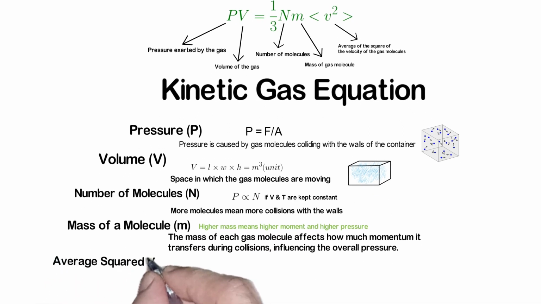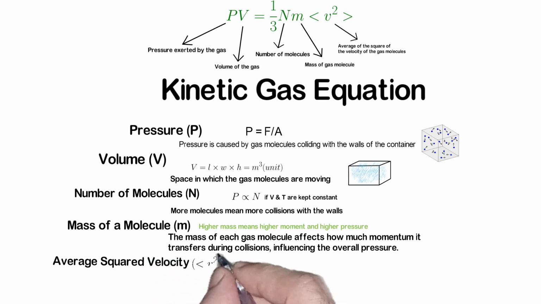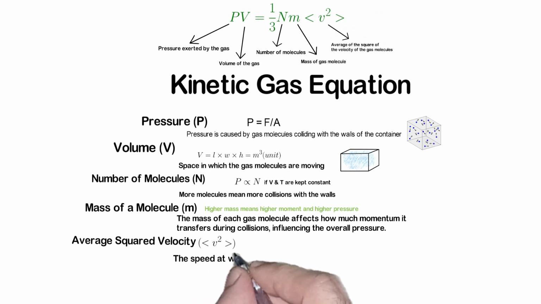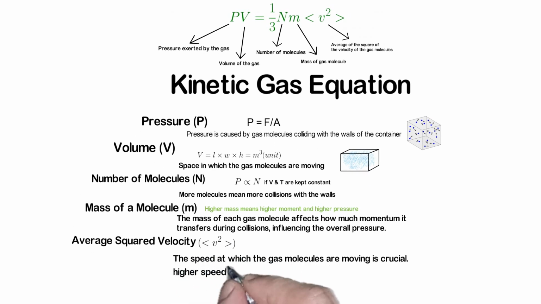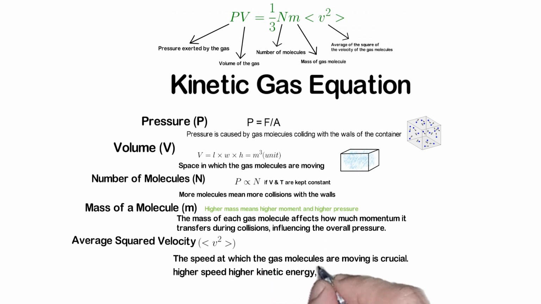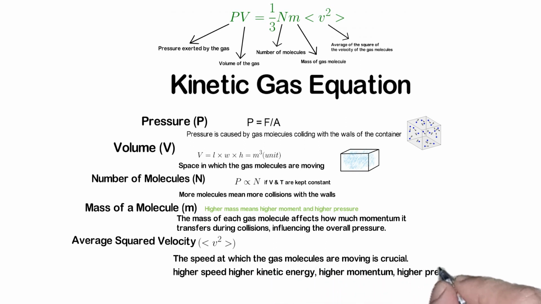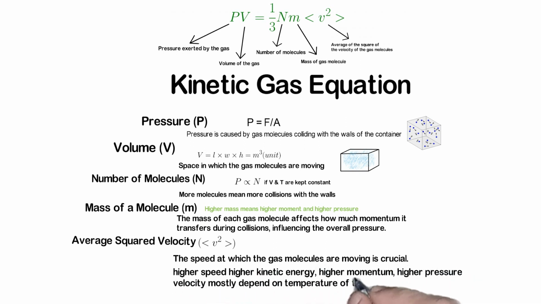Average square velocity. The speed at which the gas molecules are moving is crucial. Faster molecules hit the wall more frequently and with greater force, increasing the pressure. This velocity depends on the temperature of the gas. Higher temperature leads to faster moving molecules.